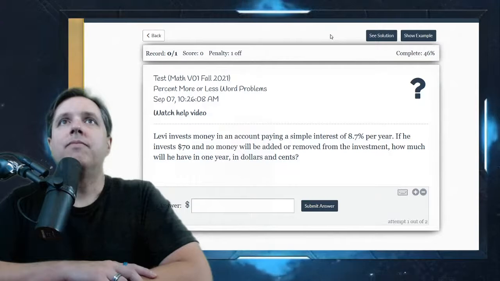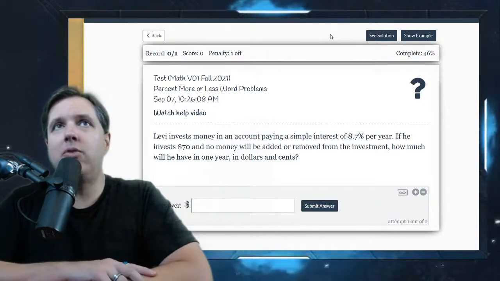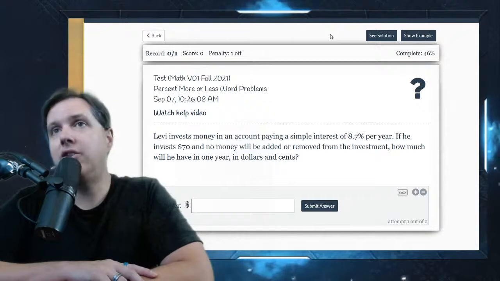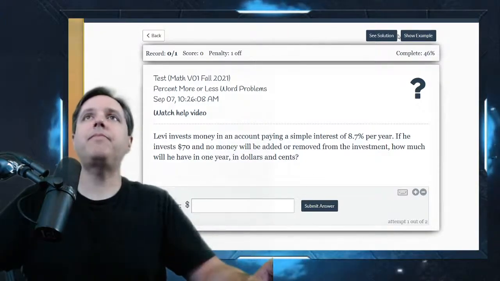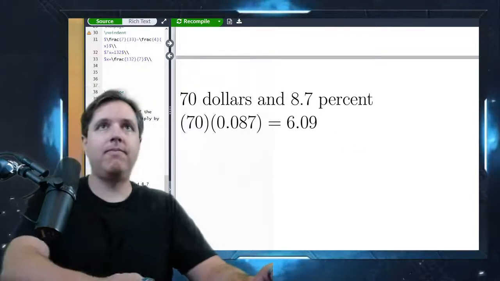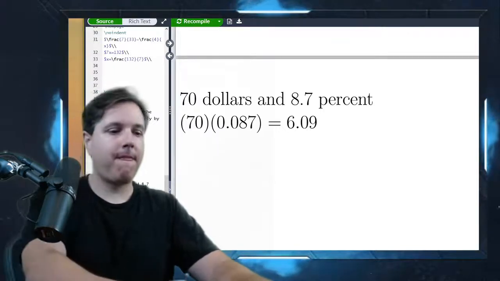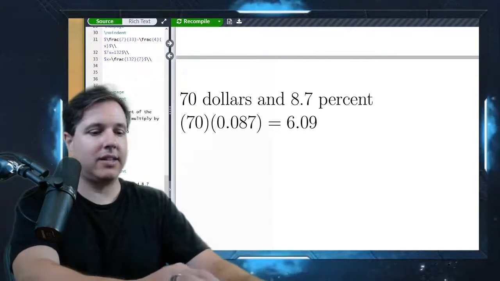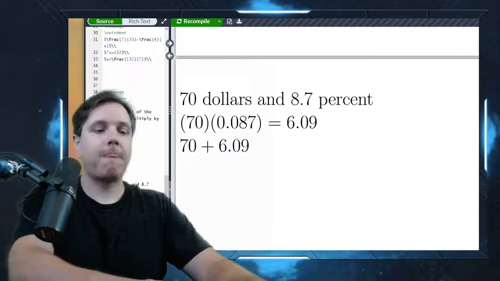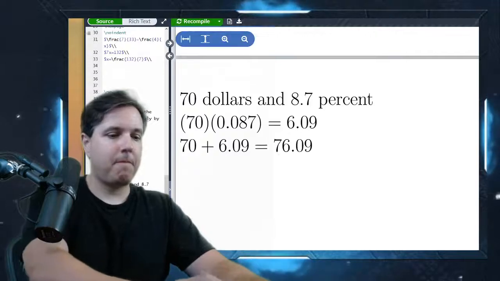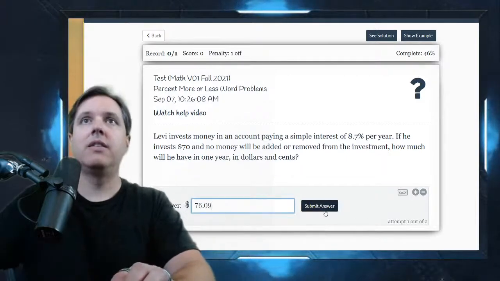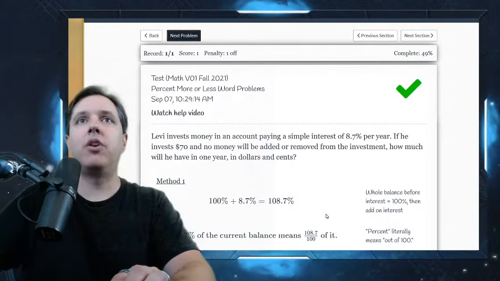So no money will be added or removed. How much will there be in 1 year? Well, there's going to be the original money that was invested, and then there's also going to be this new amount of interest, right? So that means that we're not done. We just found the interest. What do I do? I add that to the original amount now. So my original amount of 70 plus 6.09 will equal $76.09. So 76.09 should be our answer. And there we go, we got it. Okay?